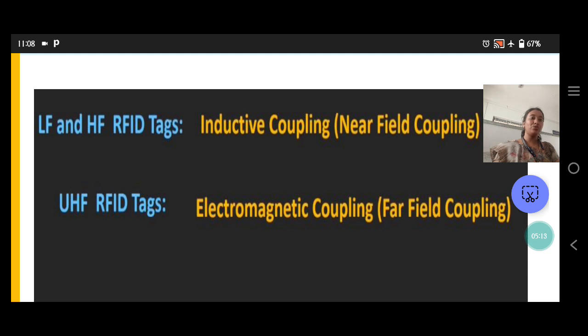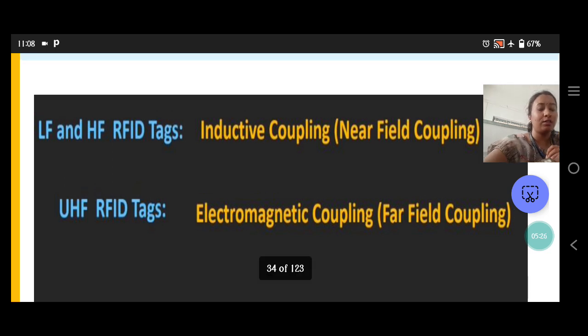For example, once we buy an object, the tag attached to the clothes is deactivated by a magnet kept at the billing counter. If we show the clothes to the billing magnet, it automatically opens. That is electromagnetic coupling.